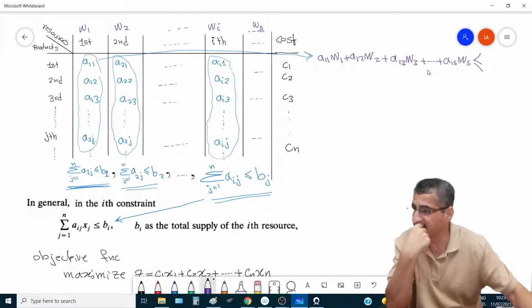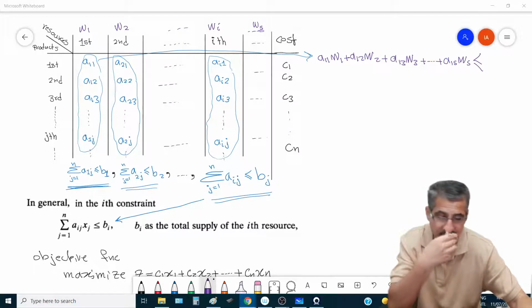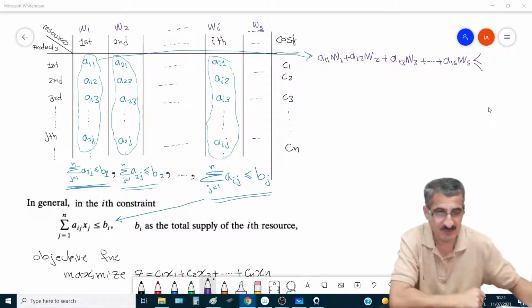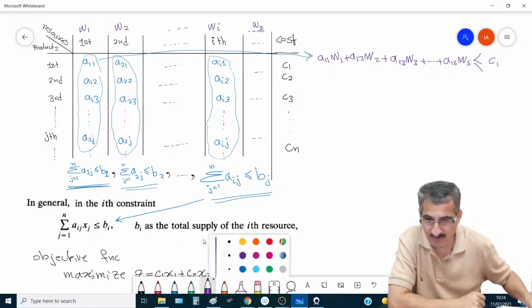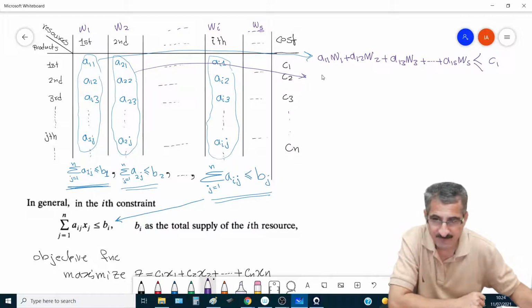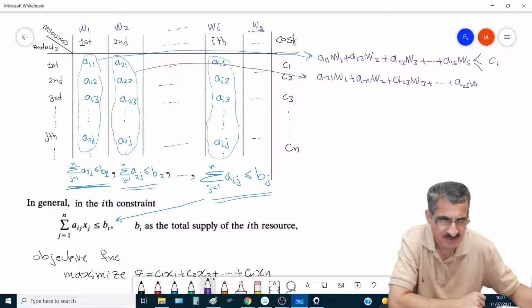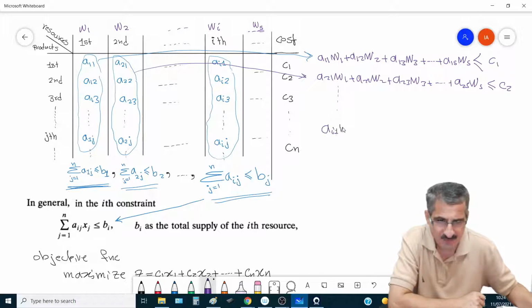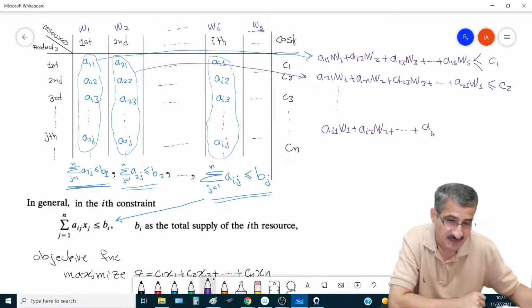Less than or equal, somebody tell me in general. Can somebody tell me, comparing to less than or equal C1? Here the resources will be the cost. The resources vector will be the cost, right? So less than or equal C1, correct. Okay, now again we use that. We will have A21 W1 plus A22 W2 plus A23 W3. Keep going all the way, A2S WS less than or equal C2. Now we keep going in general, so we will have Ai1 W1 plus Ai2 W2 plus, and we keep going all the way till we get what? AiS WS less than or equal CS.